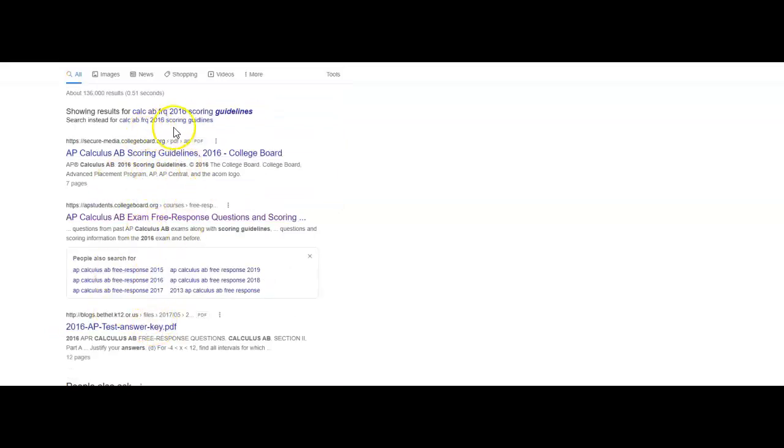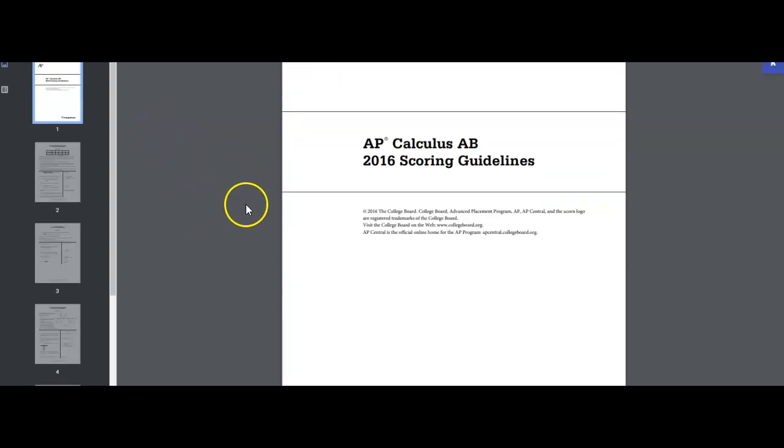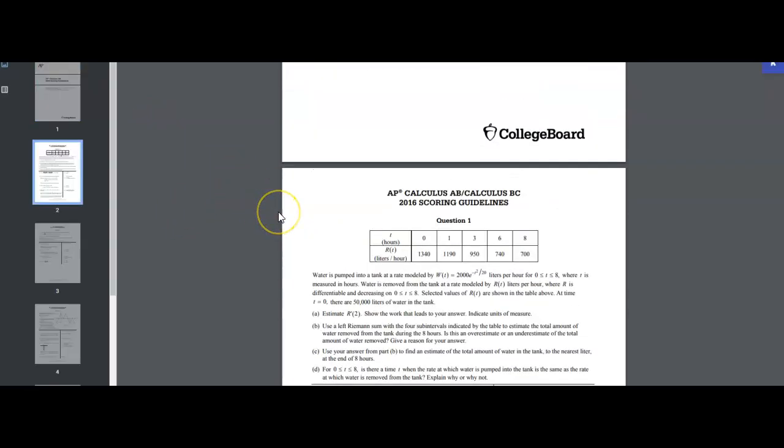Usually it's a lot easier than this to find the guidelines. Oh, here it is. All right, I just misspelled guidelines. I had to research it. Let me open this up. If you type in scoring guidelines, it gives you the actual entire free response test for that year.